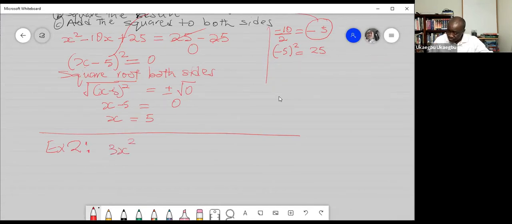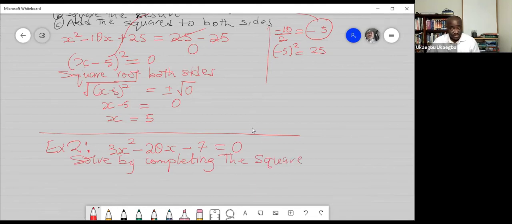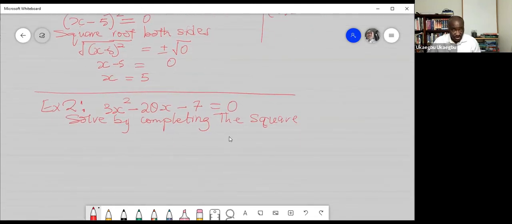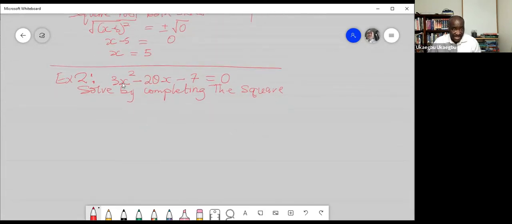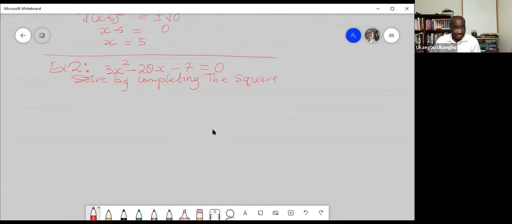3x raised to power 2 minus 20x minus 7 equal to 0. Solve by completing the square. This one is going to be a little more involved than the first one. Why? Because the x has a coefficient. So by the time we divide by 3, the coefficient of x is going to change. It will no longer be 20. Okay? So now this one you must pay closer attention.